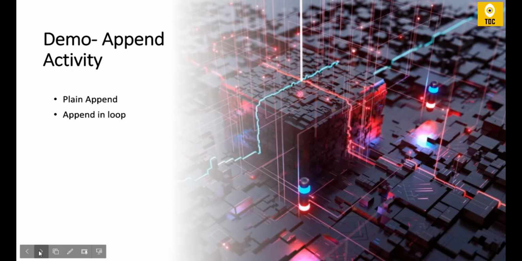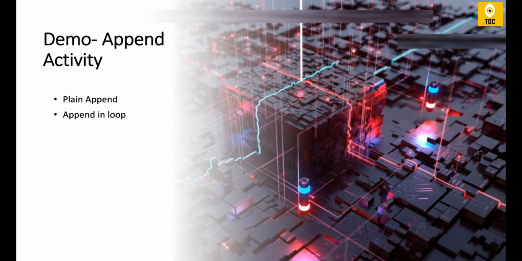So in the demo we will understand a plain array concept and append in loop. Plain append is nothing but you're just appending a value to an existing variable, and then we will display that variable and see how it looks. And append in loop is how we can append the value in a for each loop or any other loop for that matter, right? So let's get started with the demo.